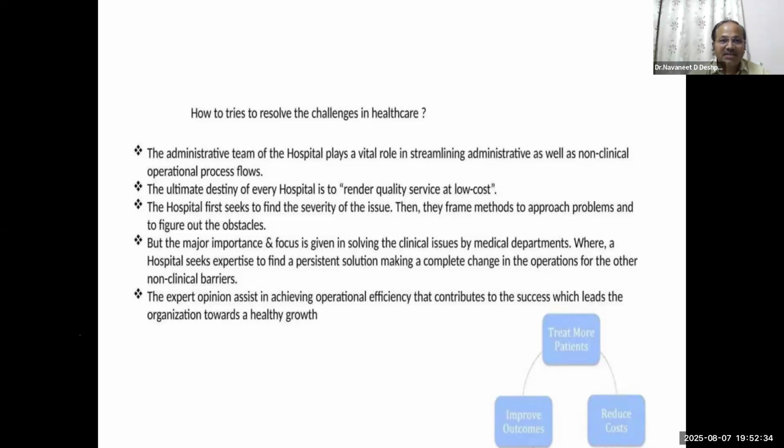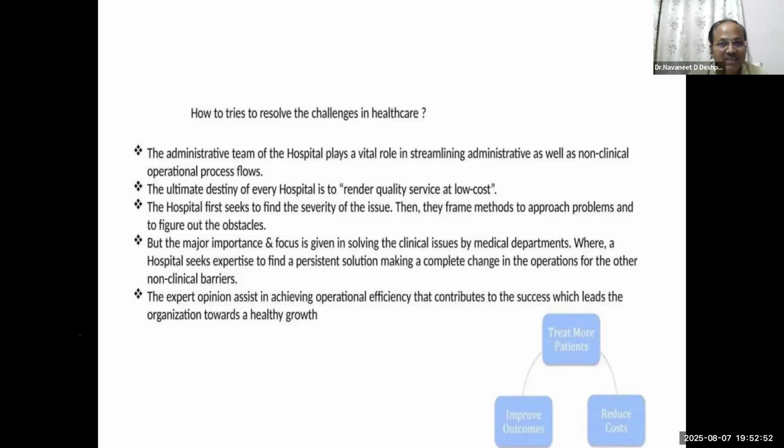Second thing is, the ultimate destiny of every hospital is to render quality service at low cost. So cost also has to be reduced. Then only more and more patients will start coming. Otherwise, if it is well known that costs are not being met in a particular hospital, nobody will prefer it. Most of them will not prefer to go to a very expensive hospital.